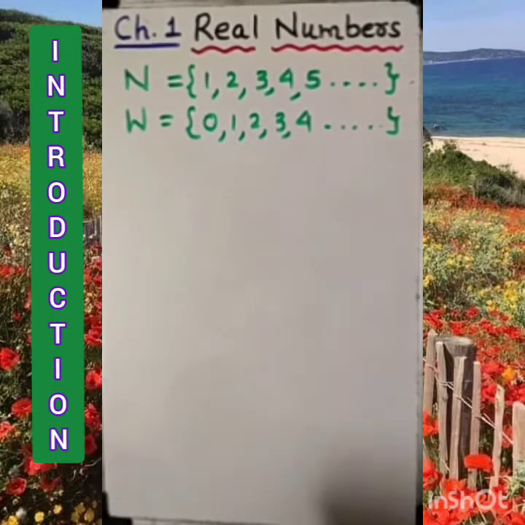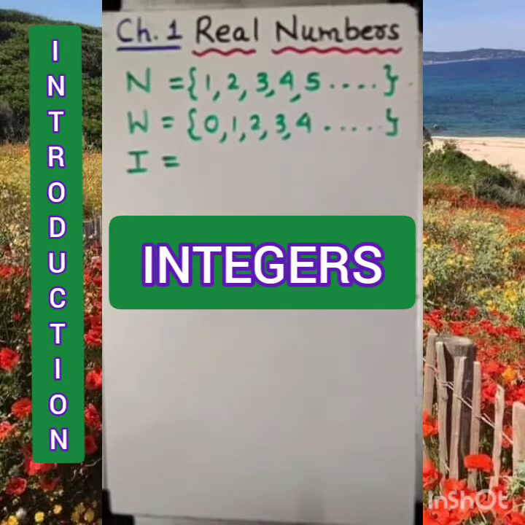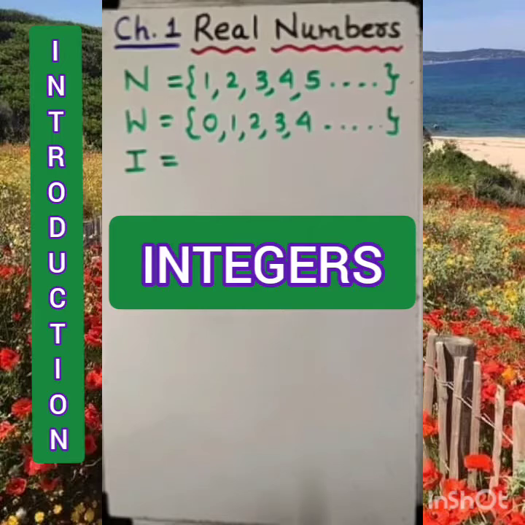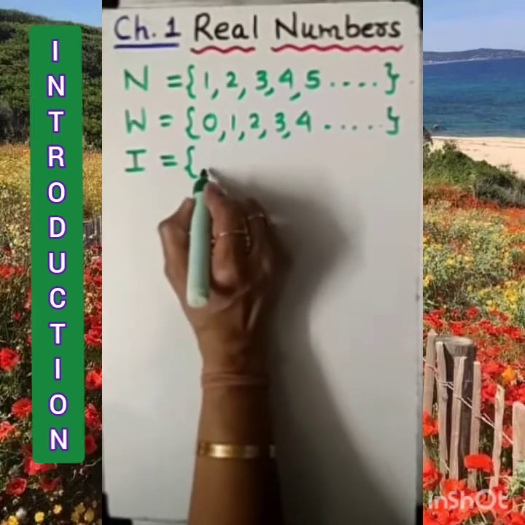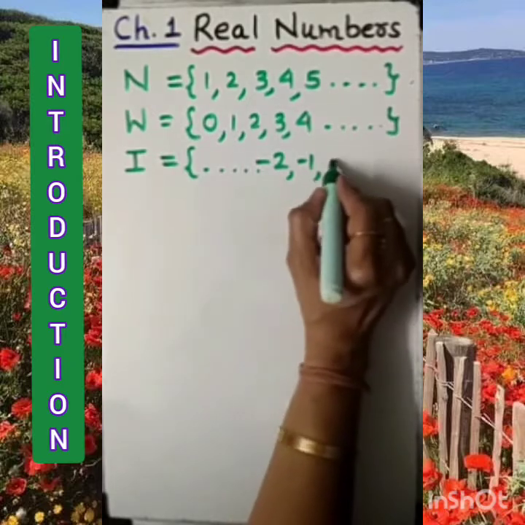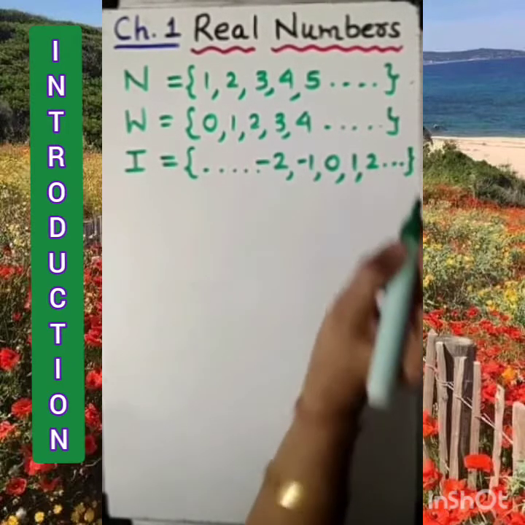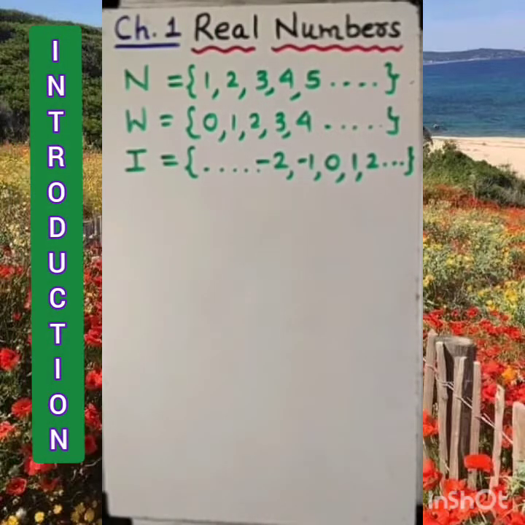Right. Now, let me introduce one more set, that is the set of integers. We call it I. And you know very well that it is also an infinite set. All the negative integers, 0 and positive integers, they are the members of the set of integers.